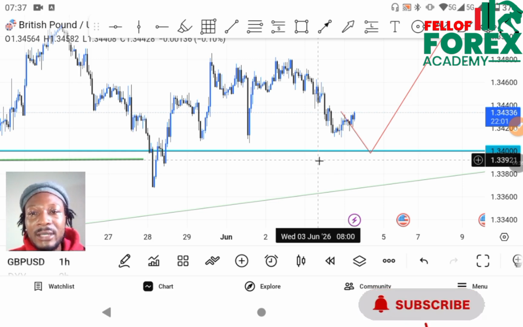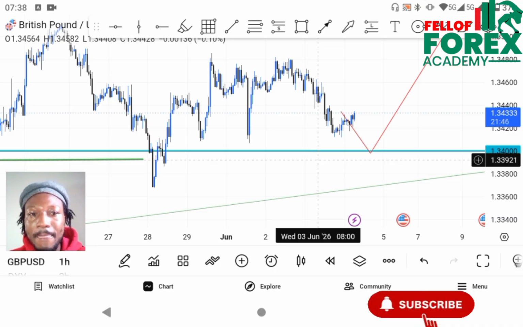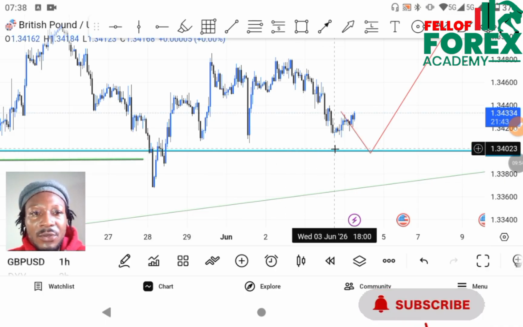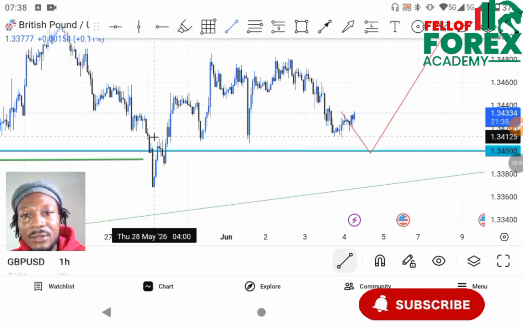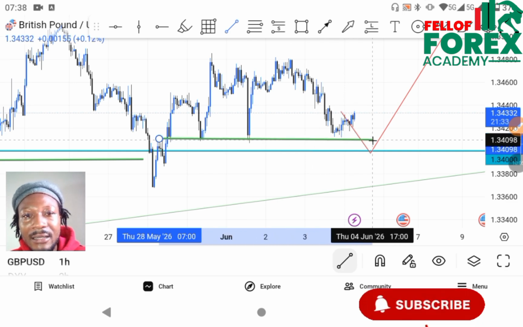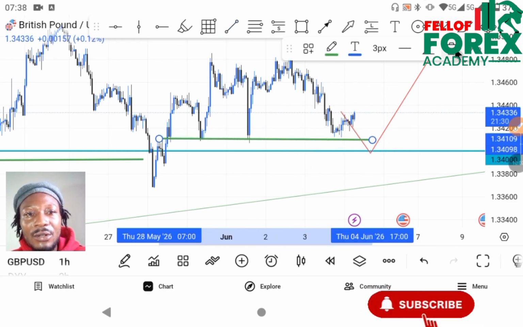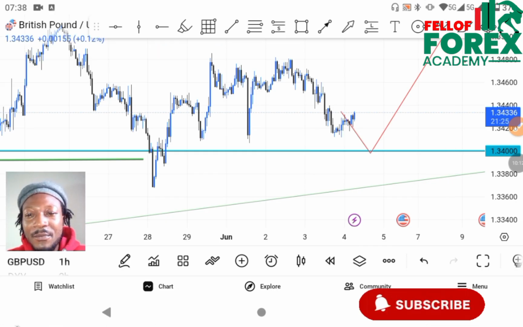This is no signal. For those who are in the academy, you already understand this. You know that when price takes out your golden zone, you should wait for price to come back in it and give you a good confirmation. So that's what we have on GBP USD.